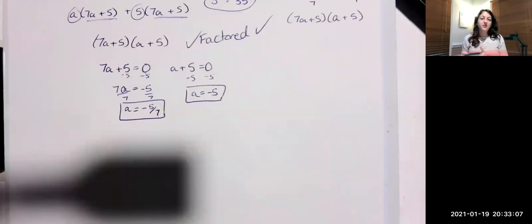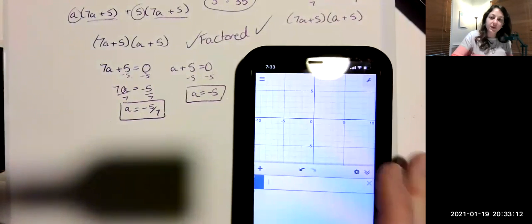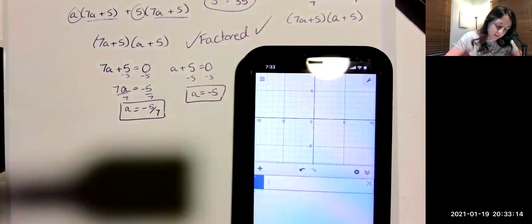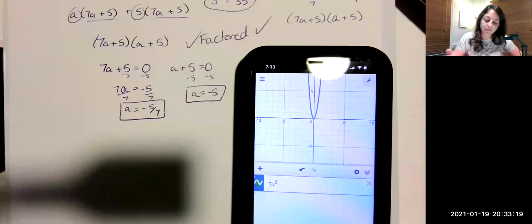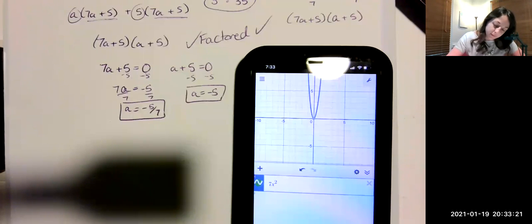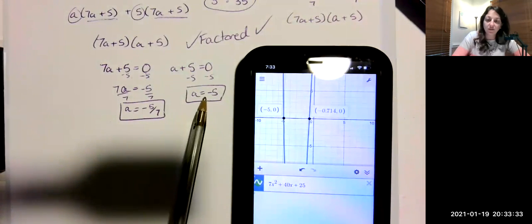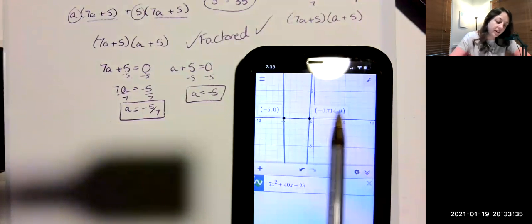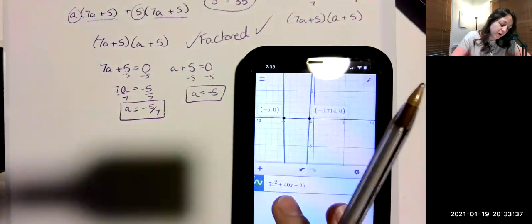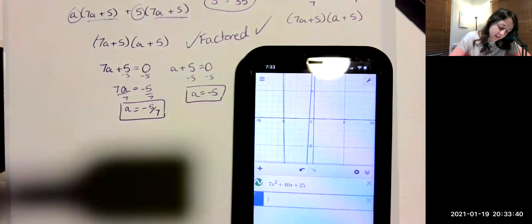Now, yes, you can probably still check this with Desmos. All right, so I'm just going to type in 7x squared. All right, I'm using x instead of a here. Plus 40x plus 25. And there are my two answers. So I've got the negative 5, which is great. But if I look at negative 0.714, I don't know exactly what that is.